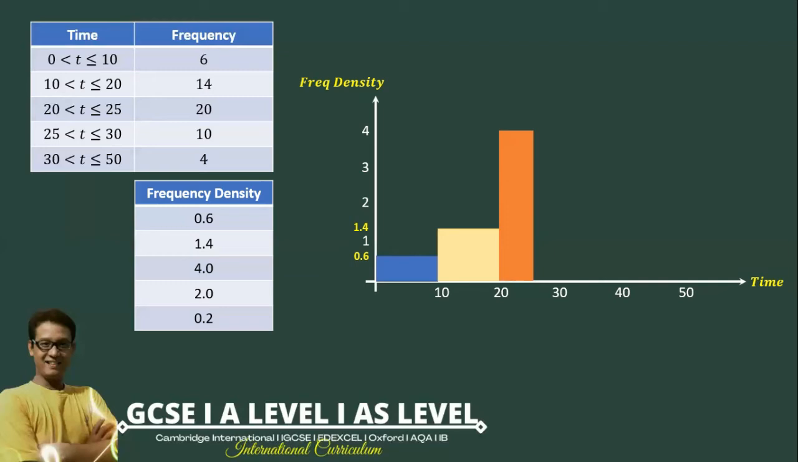Okay, now we go to the fourth bar. The fourth bar is the time interval from 25 to 30 and the frequency density is 2.0. And the last is for the fifth row. The time interval is from 30 to 50 and the frequency density is 0.2.